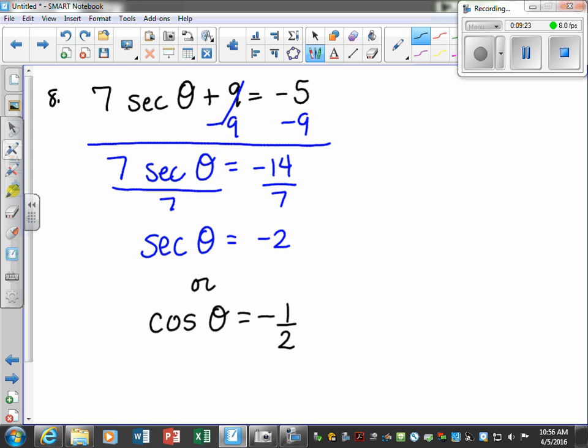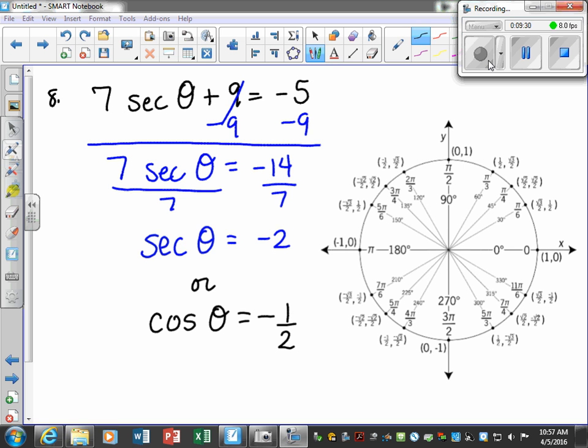Okay, so we want to know where all the cosine theta values are going to be negative 1/2. Where will our x values be negative 1/2? Right here, here's one of them: 2 pi over 3. And is there another one? Yes, good. Right here, 4 pi over 3.